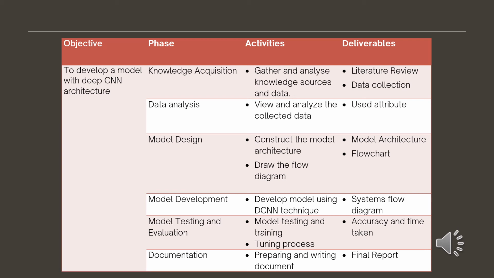Next, the model development phase. We develop the model using the DCNN technique. So the deliverable will be the system flow diagram. Next, model testing and evaluation. The activities will be model testing and training, also the tuning process, and the deliverables will be accuracy and time taken. Lastly, documentation. Preparing and writing the document are the activities and the final project is the deliverable.